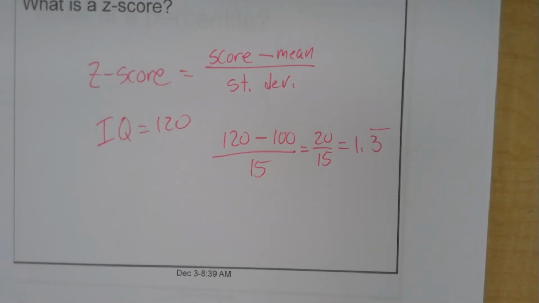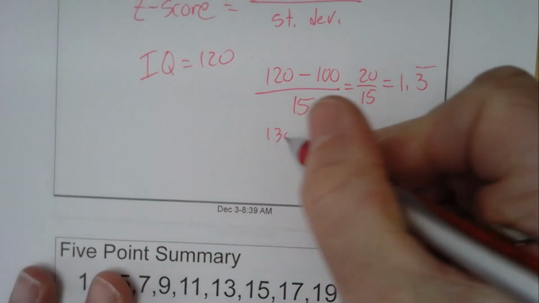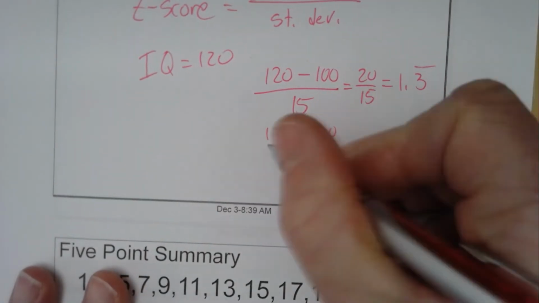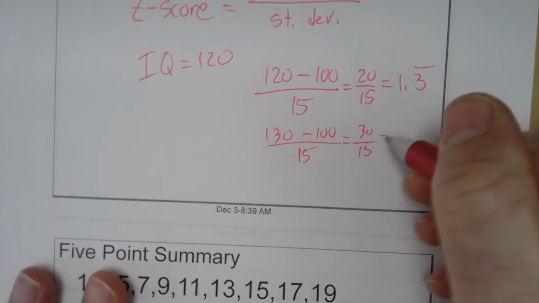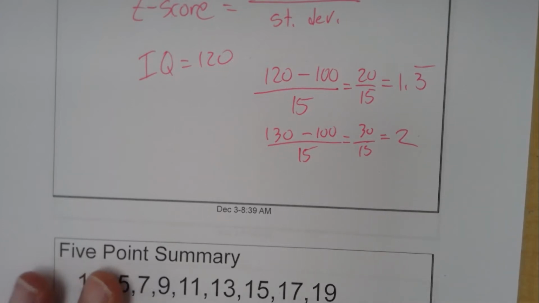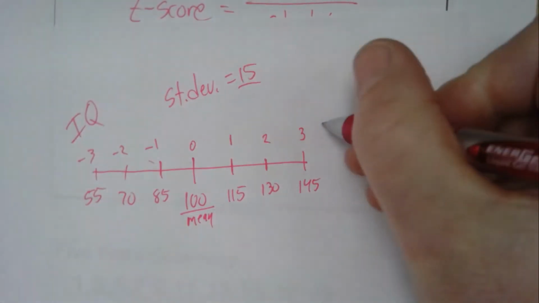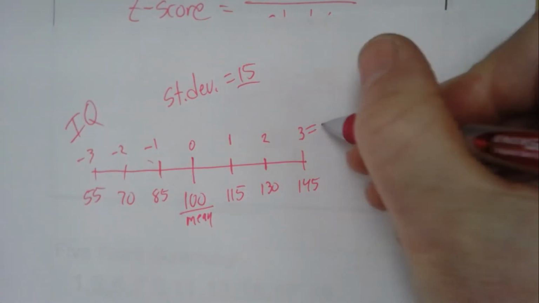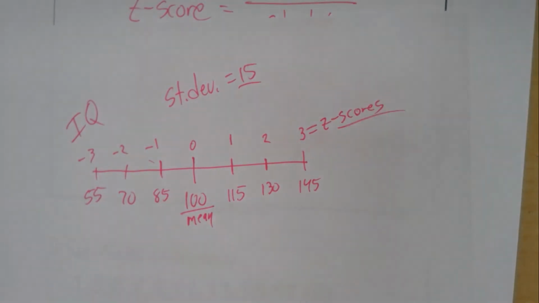That's my z-score. So if you were exactly at 130, 130 minus 100 divided by 15 is 30 divided by 15, which is 2. So then you're exactly 2 standard deviations from the mean, which matches my picture here, right? 130 is 2 standard deviations. So these numbers up here are really the z-scores. Okay.